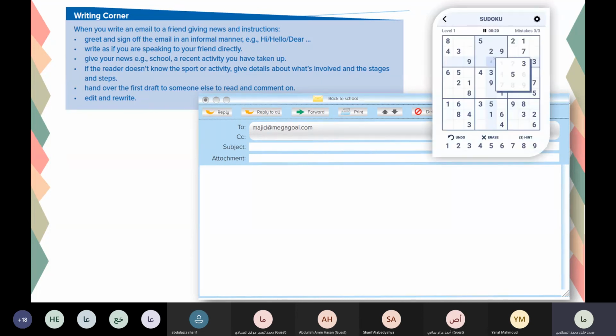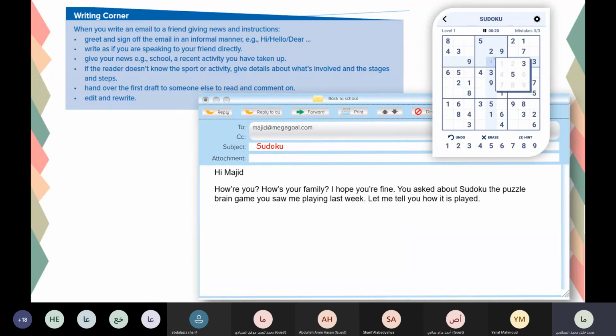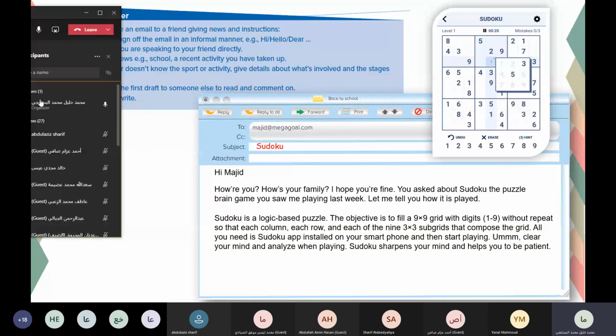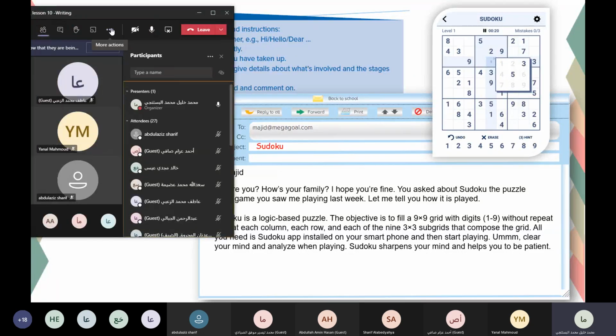Now here we have an example about the notes which we filled in the chart. Look here. First, as we said before, you have to greet in an informal way, talking about you. How are you? How is your family? I hope you are fine, etc. So you can write details about, let us say, the sport which you chose. Okay, I think we have to stop here. And 1 minute, please.